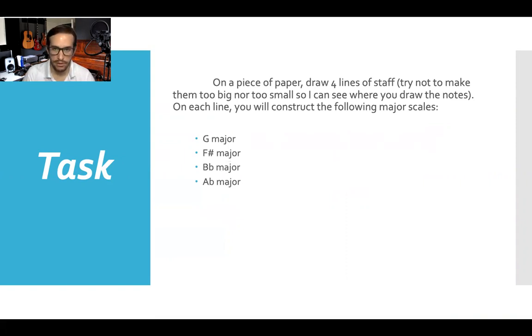On a piece of paper, draw 4 lines of staff. Try not to make the staff too big or too small so I can see where you draw the notes, okay? Like, don't do a staff this big because it's gonna be too big, okay? A normal size. On each line, you will construct the following major scales: G major, F sharp major, B flat major, and A flat major.